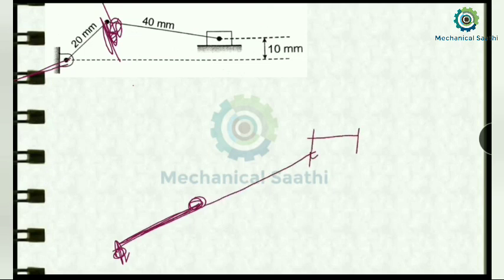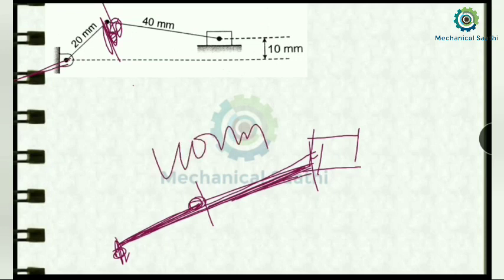Then here we will have the slider, and this will be the left extreme position. So for this region, this length we can find out. The total length of the connecting rod is 40 mm, and the crank radius is given as 20 mm. So this length we can find out as 20 mm. Now we can calculate this angle.